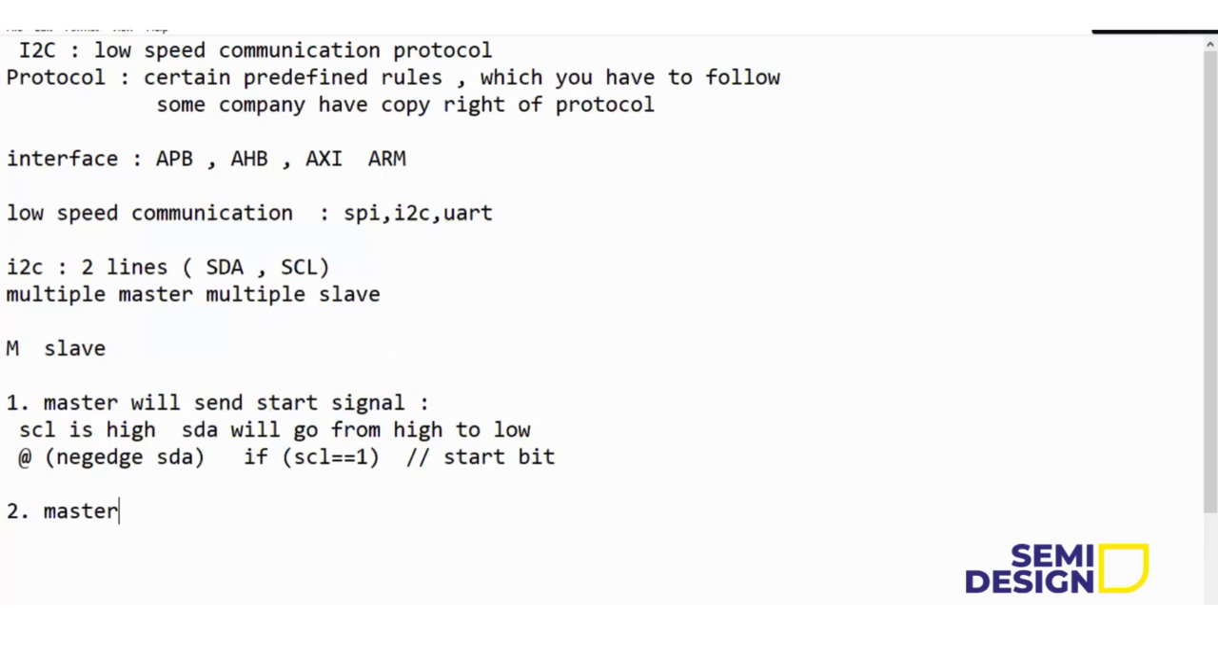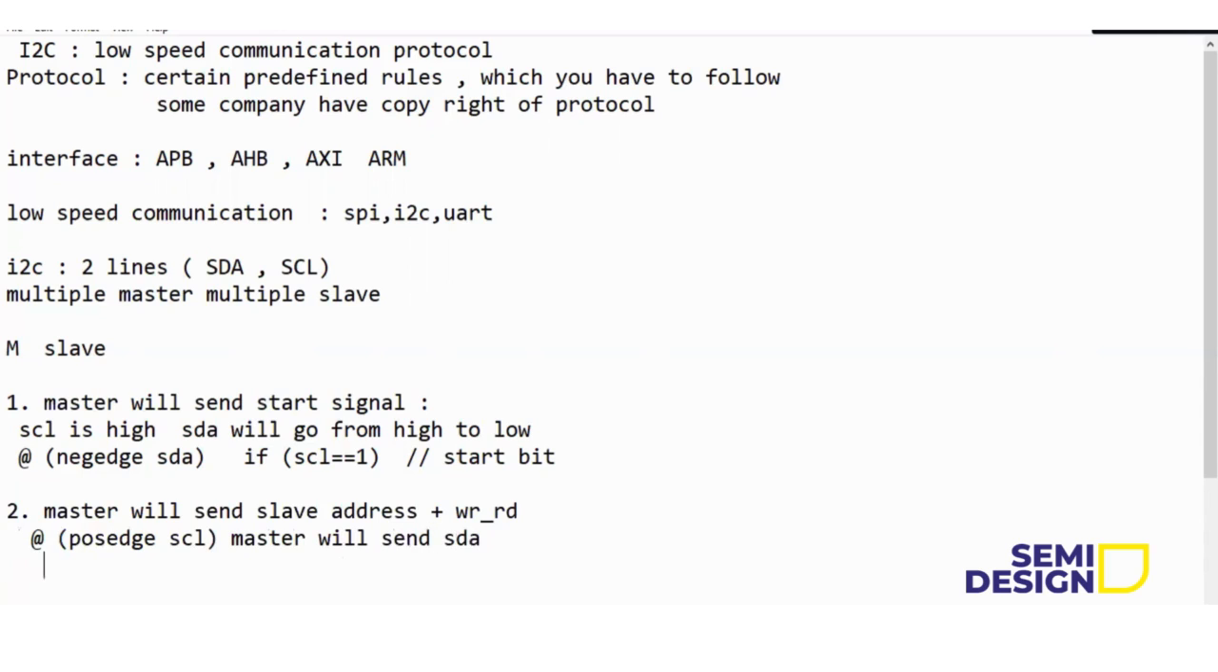So here, the master will send the slave address plus 1 write/read bit signal, whether you want to do a read operation or a write operation. It is going to send it 1 by 1. So here, what is the mechanism? At the posedge of SCL, the master will send SDA. On the slave side, the slave will convert this serial data to parallel data.